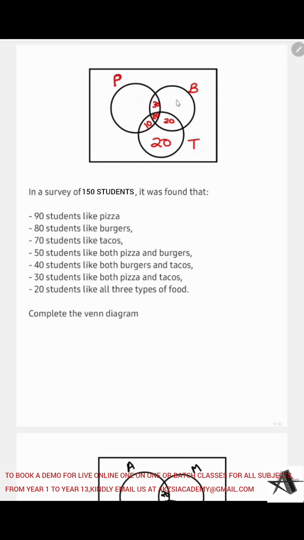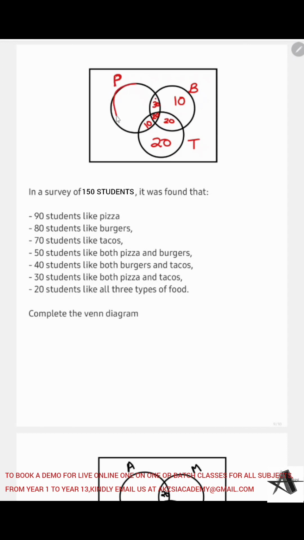For burger, 80 students like burgers. So this whole circle should be 80. We have already filled 30 plus 20 plus 20. That is 70. So it should be 10 then. 80 minus 70 is 10.